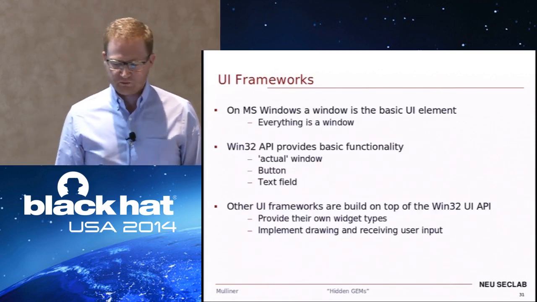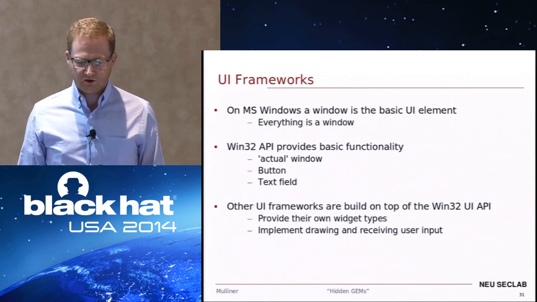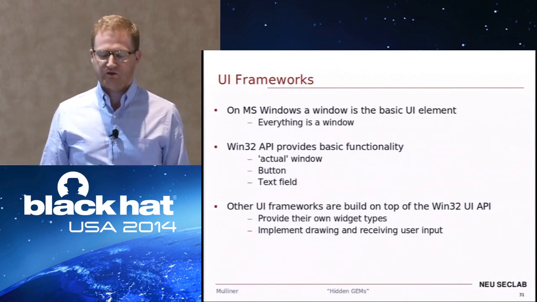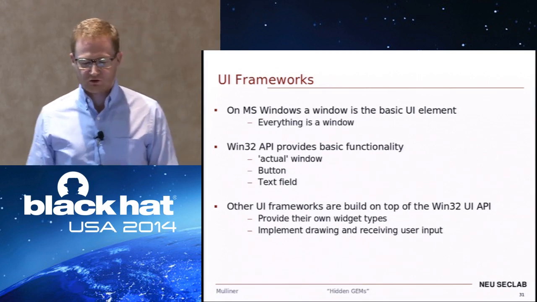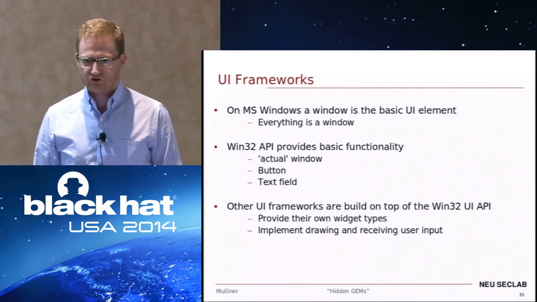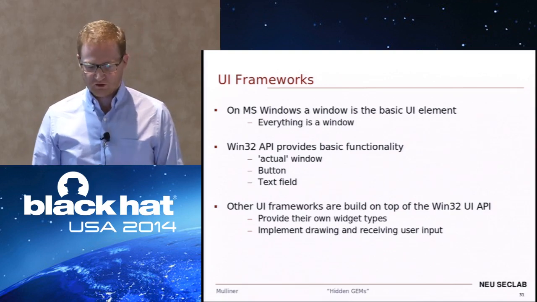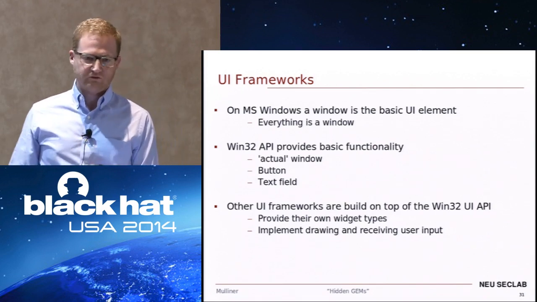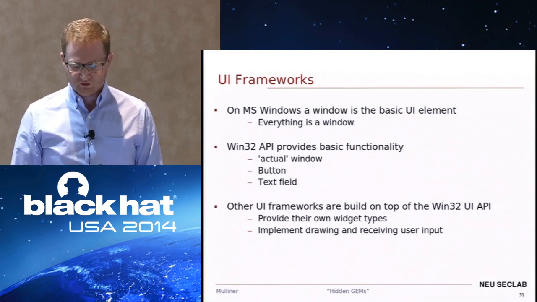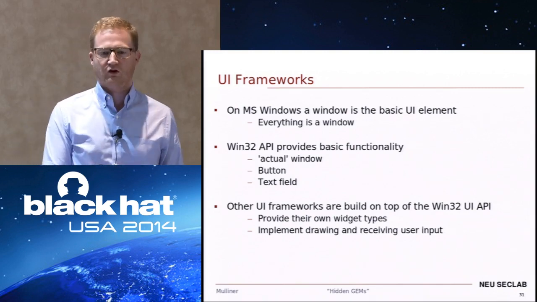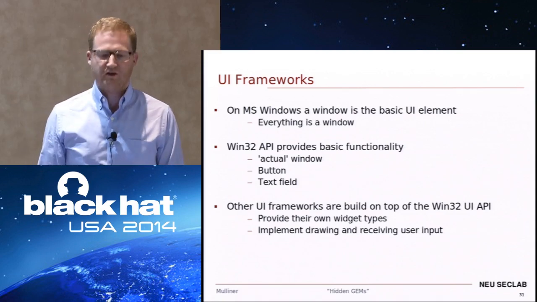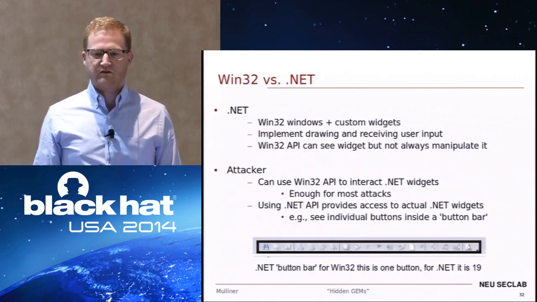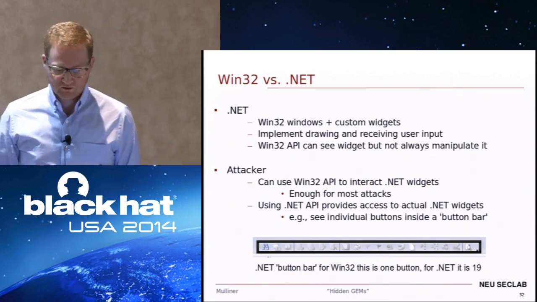So a little bit more background on UI frameworks. As I said in the beginning, on Microsoft Windows, every basic UI widget is called a window. Basically everything is a window. A button is a window, an actual window is a window, a text field is a window. And it has very basic functionality, like hide and draw into it. Other frameworks like .NET, or some Delphi library that runs on Windows, basically use the basic windows, but they have their own drawing operations and their own methods to get feedback from the user and receive input. But everything basically is a window, so you can access all of that through the standard API that I just showed you.